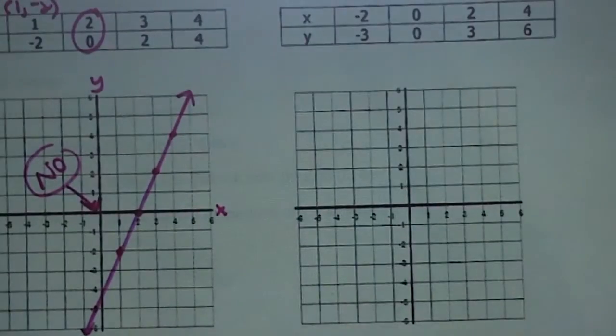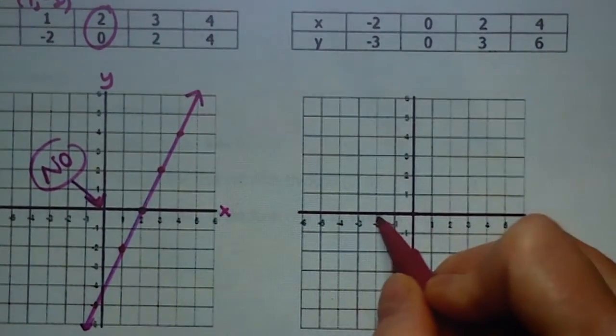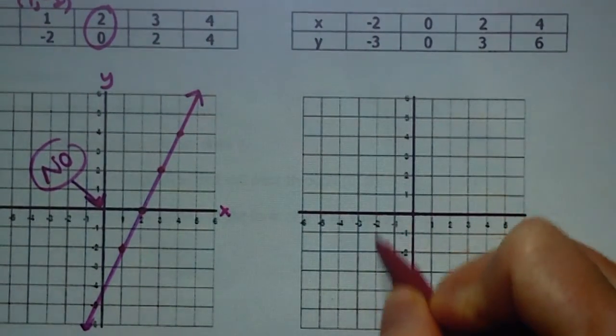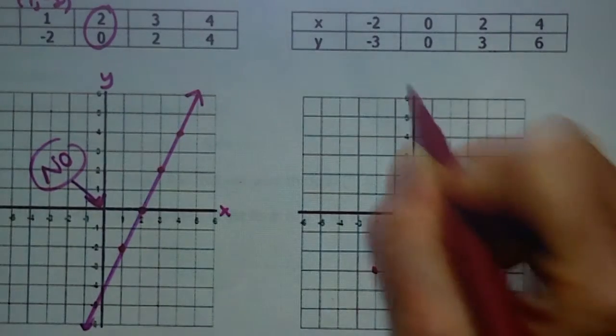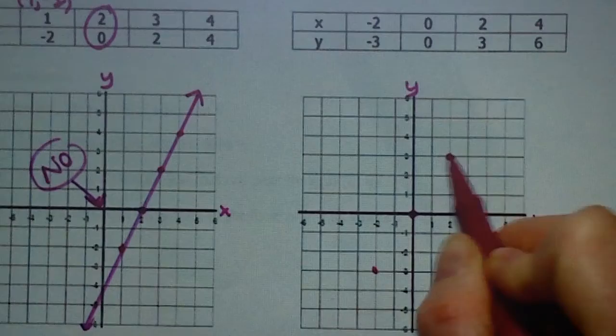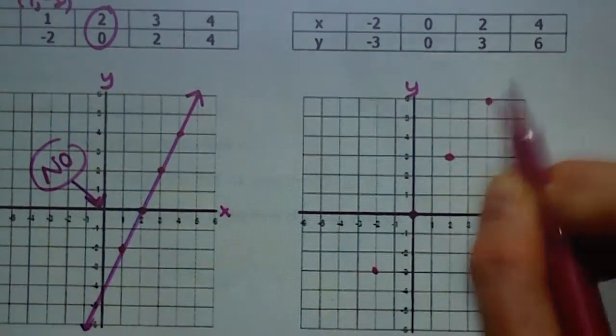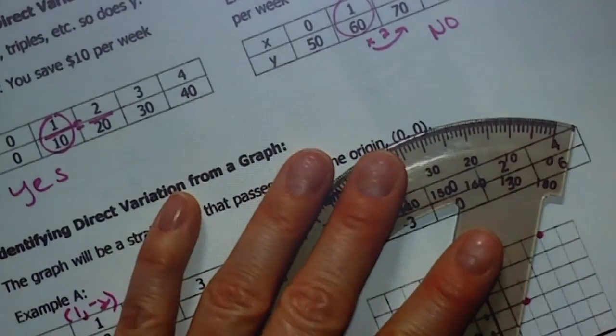All right, next one we'll do the same. Let's plot out -2, -3. So that means 2 to the left, 3 down, because it's x, then y. There's our 0, 0. Over 2, up 3. And then 4, 6 would be over 4, up 6. We'll draw a nice straight line through all of those.